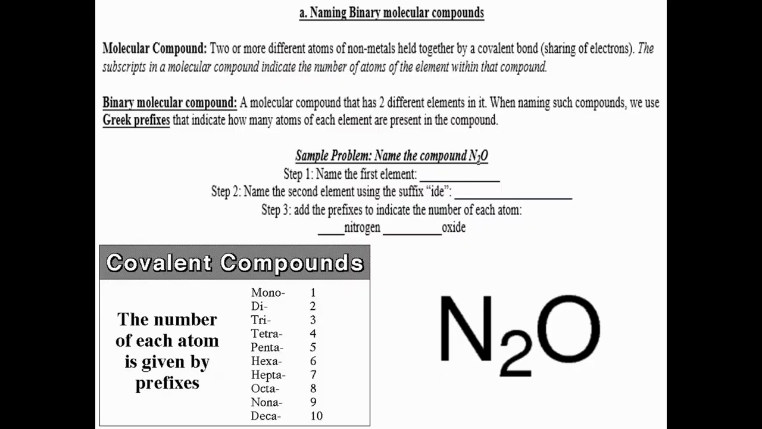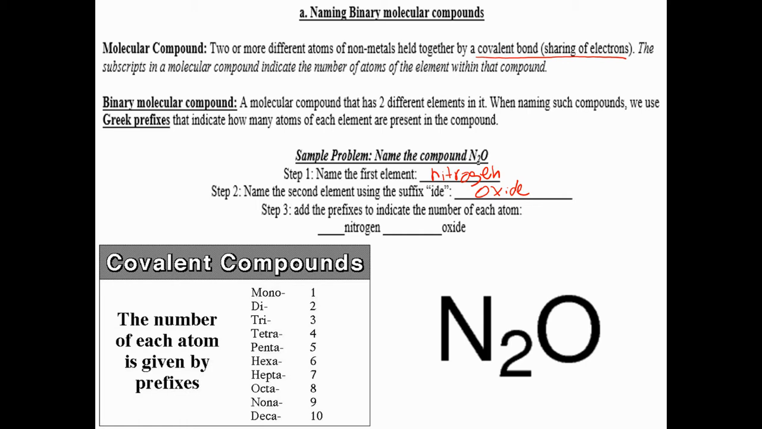So molecular compounds, remember that they are compounds that are made up of two or more non-metals, and they're held together by a covalent bond, which is a sharing of electrons. When you're naming these type of compounds, you want to name the first element first, the one on the left. So in this case, if you want to name N2O, the first element is nitrogen. The second element, you have to name it and change its ending to IDE, so nitrogen oxide.